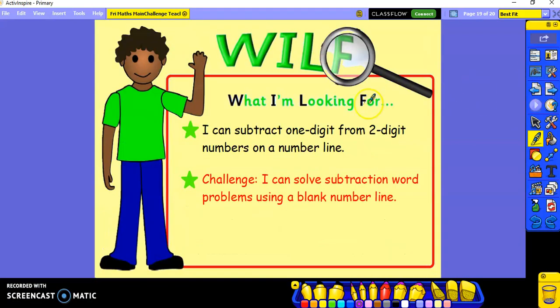Okay, let's look at our wolf. So today, what am I looking for in your maths work? We've only really got 2 parts to our wolf today. Our first one is that I can subtract a 1-digit number from a 2-digit number on a number line. And remember, it is a blank number line today, and we don't need to fill out all of the numbers that we won't be using. It's just the ones that we land on. And then your challenge is I can solve subtraction word problems using a blank number line. So again, you'll have your questions at the top of the page, and then right at the bottom, you'll have your red challenge questions, which are some word problems.